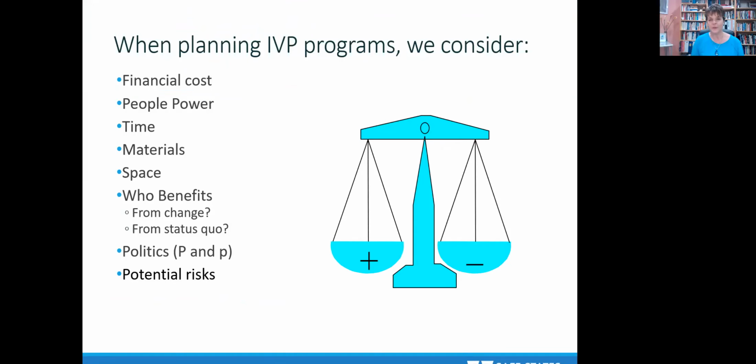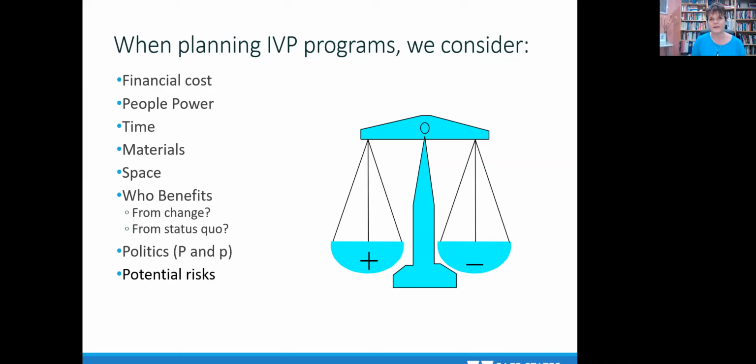When we think about planning injury and violence prevention programs, we really are asked to consider several variables. These, as you can see, are on the slide. I'm going to ask you to read them while I talk to you. But some of them are more top of mind, such as cost and people. By people power, I mean, do we have people with the skills, people with the influence, people with the resources.